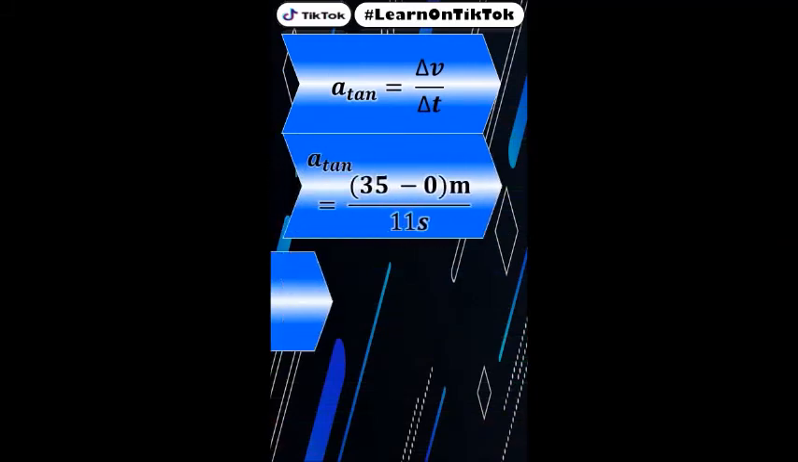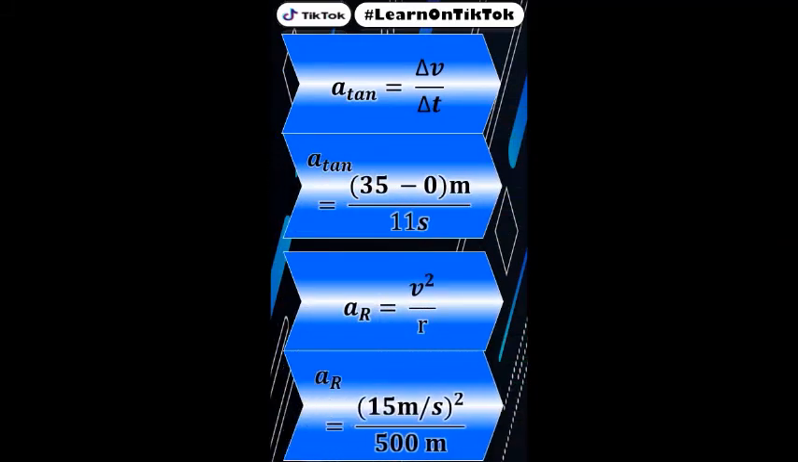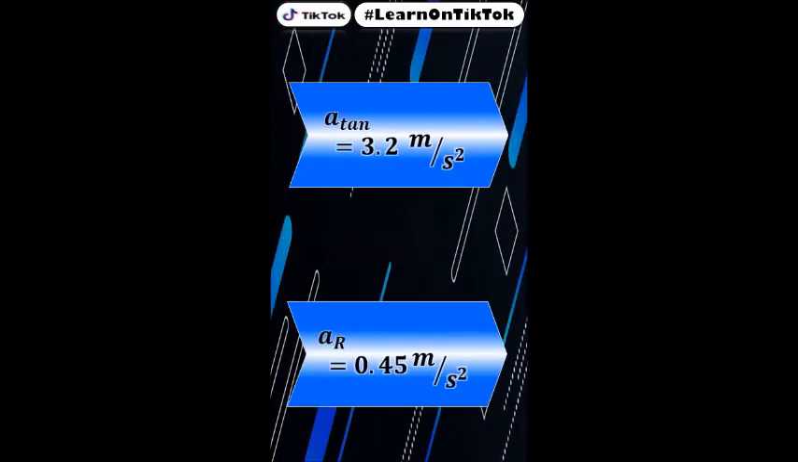To solve this, recall the equations for tangential acceleration and radial acceleration. Substitute the given values into the equations. The tangential acceleration is 3.2 meters per second squared, while the centripetal acceleration is equal to 0.45 meters per second squared.